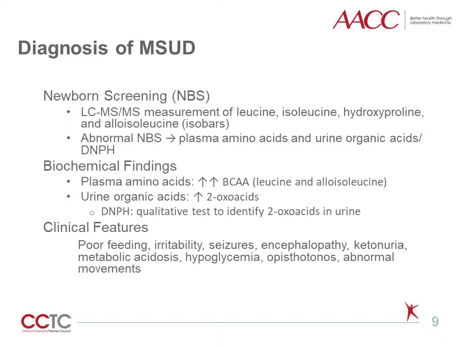Alternatively, a qualitative test to identify 2-oxoacids in urine using dinitrophenylhydrazine can be used in clinical or home settings to aid in diagnosis or identification of acute crises. In the presence of 2-oxoacids, dinitrophenylhydrazine precipitates and increases the turbidity of the urine.